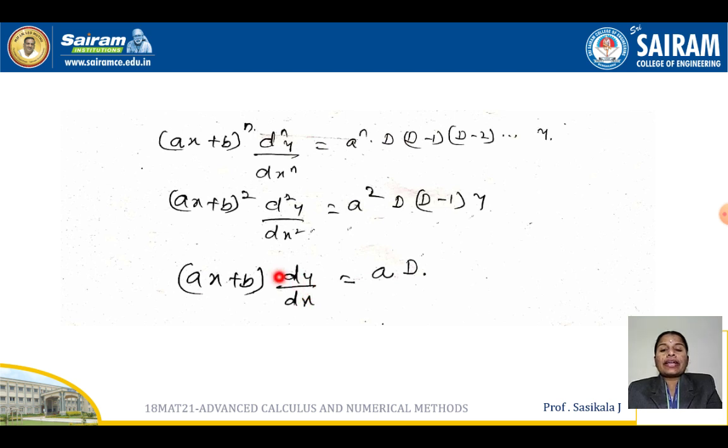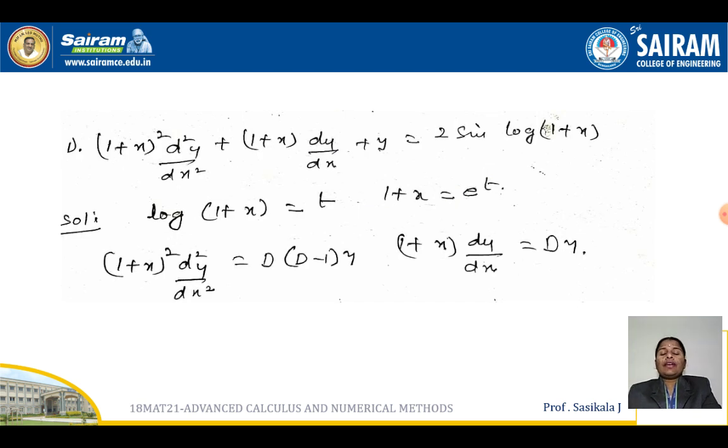So directly you can substitute when you have (ax plus b) the whole squared into d squared y by dx squared in terms of the differential operator D, where D is nothing but d by dt, because you are converting in terms of t. Now you can see this with an example.